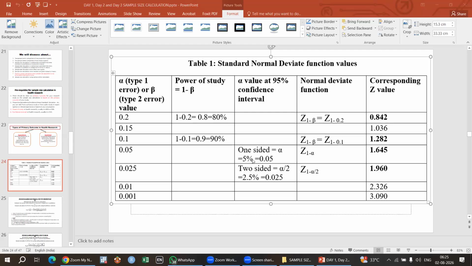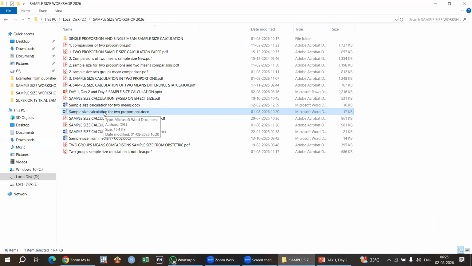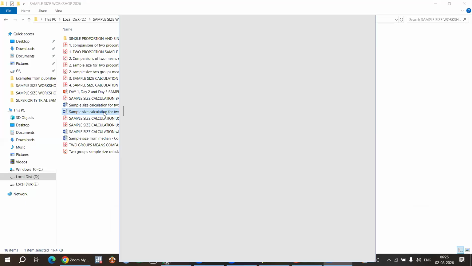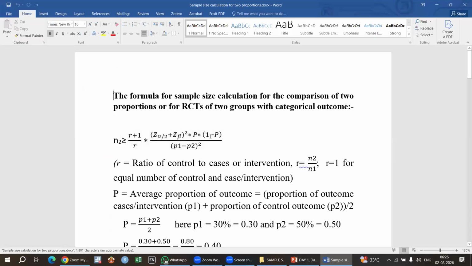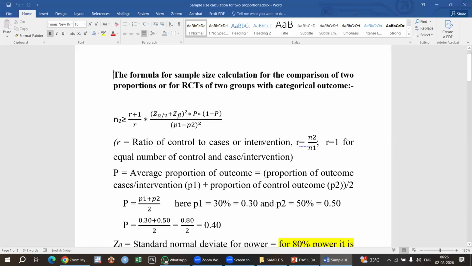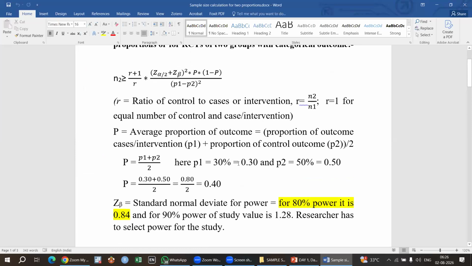I have shared the two proportion formula. Put all these values in this formula. Here I have already done it. P1 is 30% mortality, P2 is 50%. I have written it. So capital P, you can do 40%.